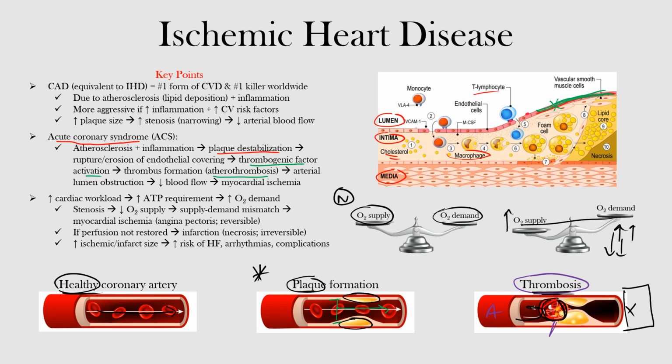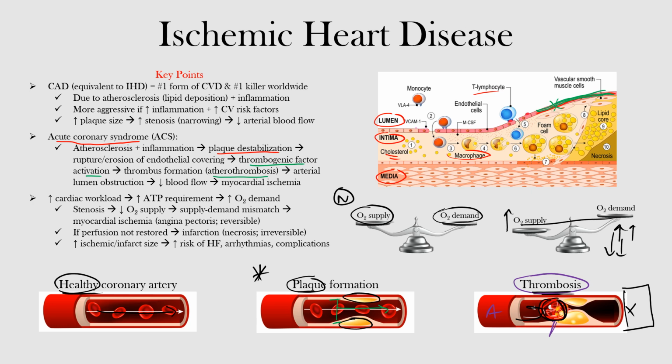Now, if myocardial perfusion is not restored to that ischemic zone, the cells will eventually infarct, which is considered irreversible cell death or necrosis. The size of the ischemic area or infarcted region has been shown to correlate with the risk of heart failure, malignant ventricular arrhythmias such as VTach and VFib, among other complications.